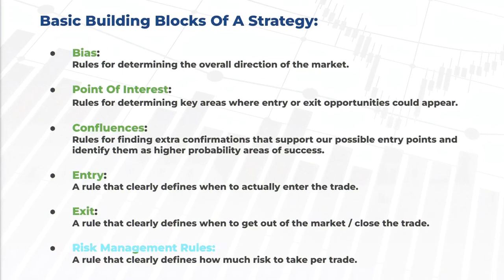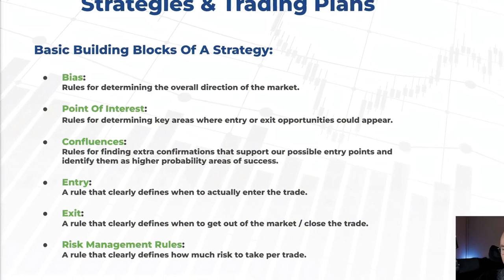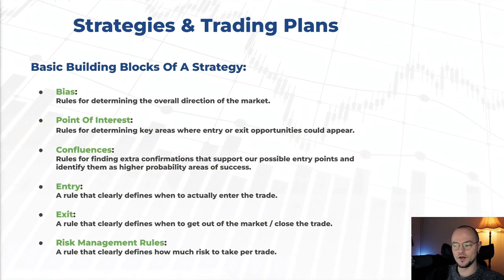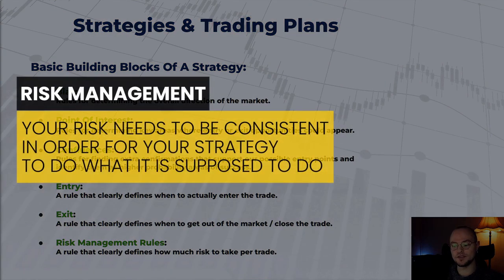Then we have risk management rules just to top it all off. So these are just rules that clearly define how much risk you're going to take per trade. It's very important with a strategy that in order for your data and your math to pan out and to allow the strategy to do what the strategy is supposed to do, your risk needs to be consistent. So it's good to have rules in place that tell you how much you're going to risk per trade.